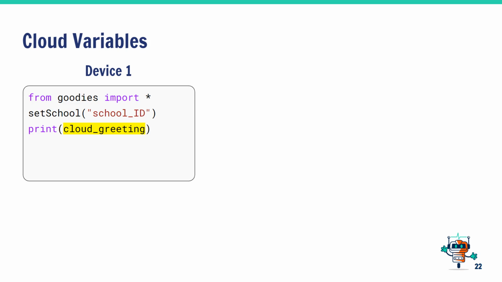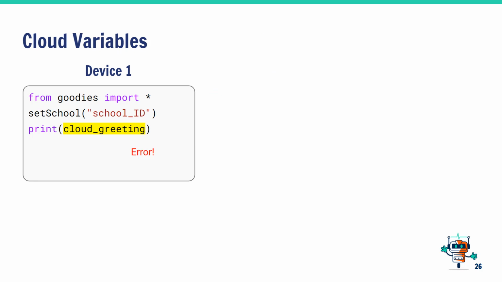So what our version of Python does when it sees this cloud_greeting is it's going to go to the internet and try to find a variable that matches with that cloud variable name that you have for your school. The very first time that you ran your code, there were no cloud variables called cloud_greeting. So what's going to happen is it doesn't find the variable and you get the error that you saw.